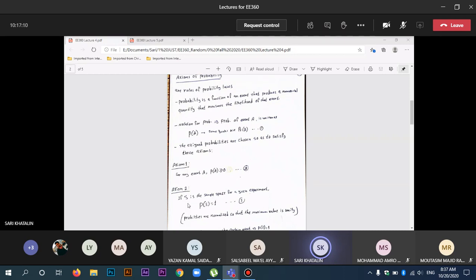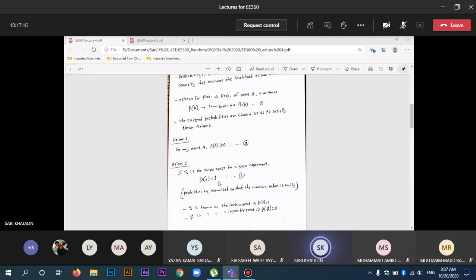And the next axiom: if S is the sample space for a given experiment, the probability of S is equal to 1. So this is the maximum probability, of course, because S contains all of the possible events or possible elements. So if you take the probability of each element or each event and add them together, they cannot exceed 1.